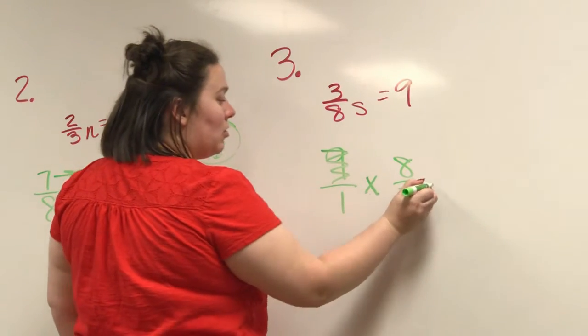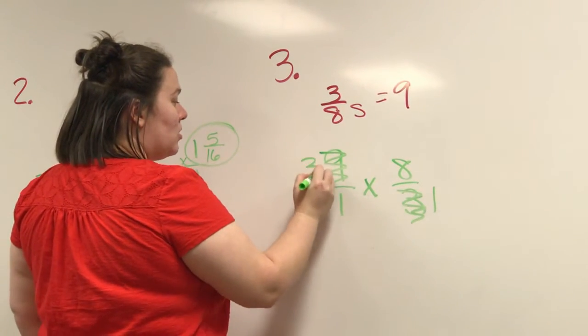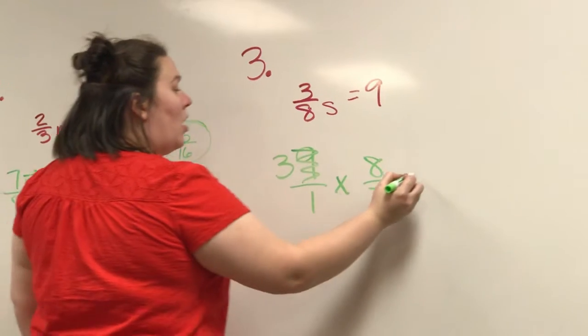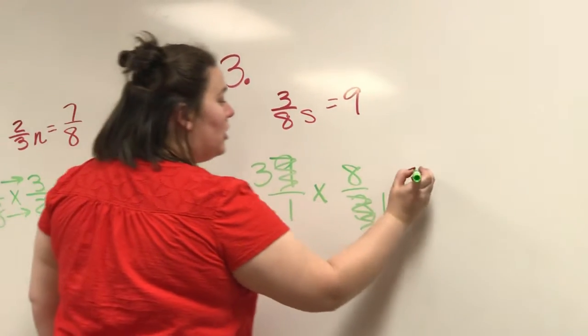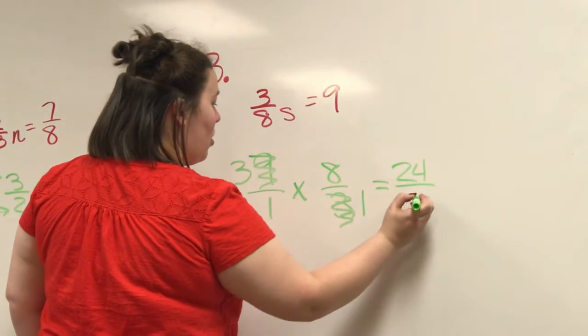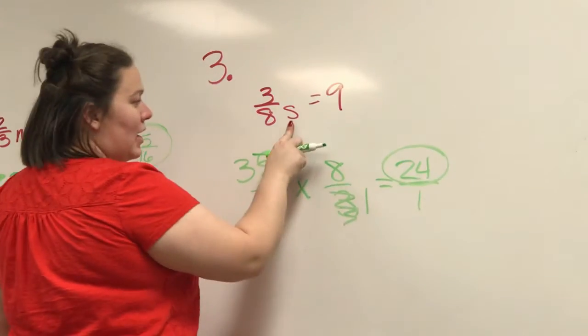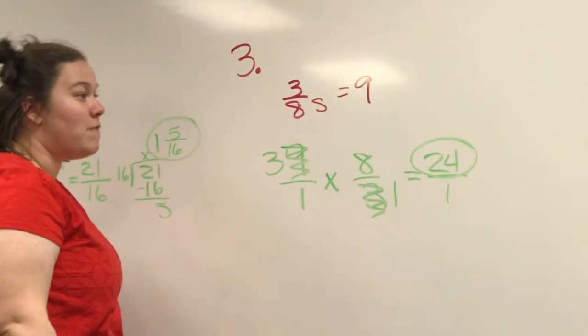Divide by 3, divide by 3. This one turns into a 1. This one turns into a 3. Our final answer is 24/1 with S equal 24.